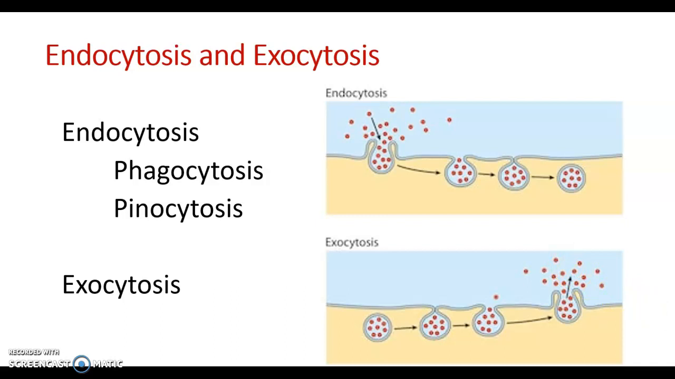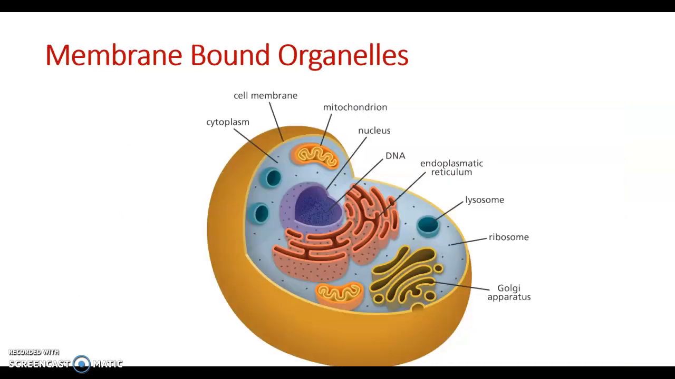Okay, so those are all the forms of cellular transport. The next thing we're going to look at is all of those organelles inside the cell. So what's going on inside of the cell? We are a eukaryotic cell, which means that we have plasma membranes around each of our individual organelles. So we're going to talk about what each of those individual organelles do.